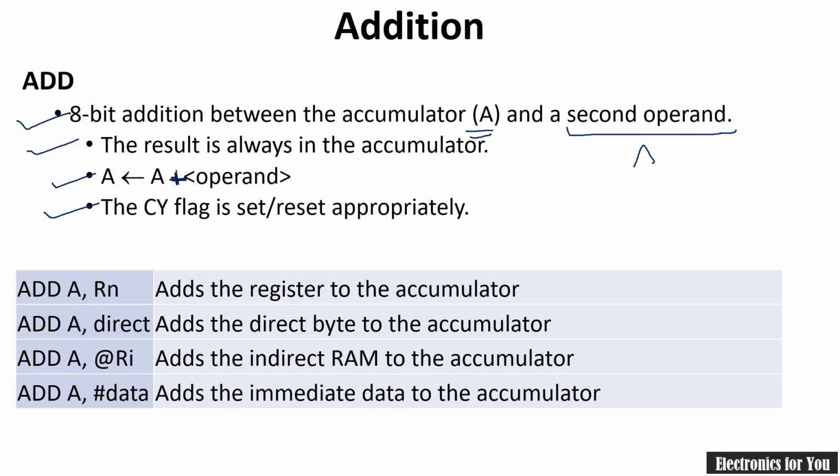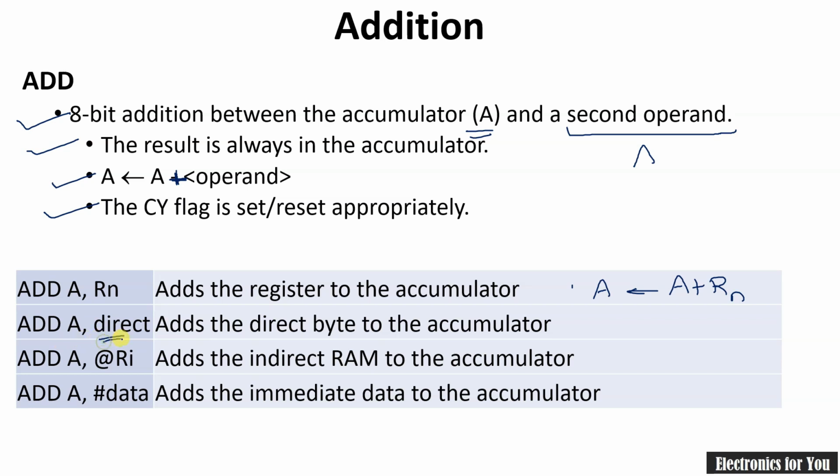And these are the different addition instructions. For the addition instruction, ADD is the opcode, used as ADD A, Rn. This is the first instruction. Here Rn indicates registers R0 to R7. So we may have, say, ADD A, R5. Here the content of the accumulator and register Rn will be added and the result will be stored in the accumulator. Similarly, ADD A, direct.